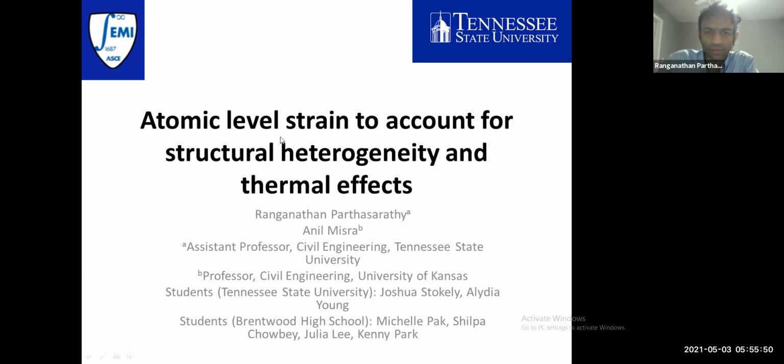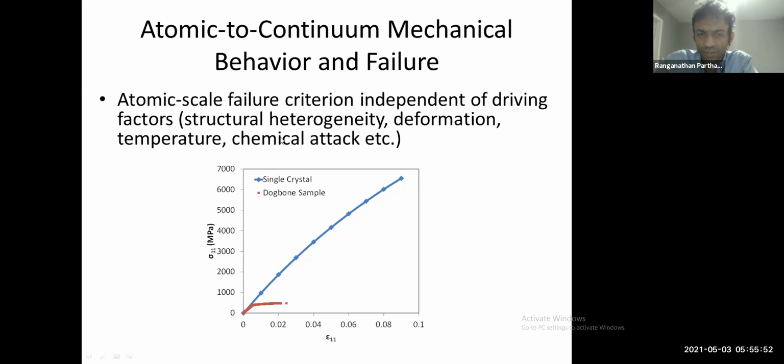The motivation for this talk comes from a comparison of the failure criteria for mechanical failure at the continuum scale versus at the atomic scale. As opposed to the continuum scale, at the atomic scale, failure criteria can be defined independent of the driving factors and also independent of scale. So using this information, we want to see if we can simplify the continuum scale failure criteria.